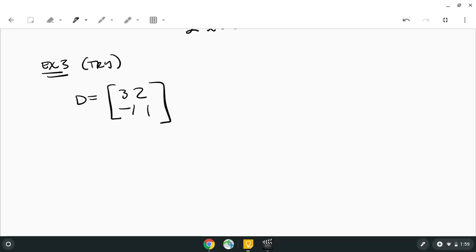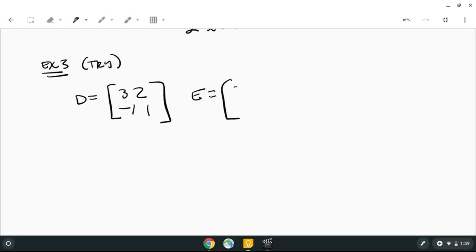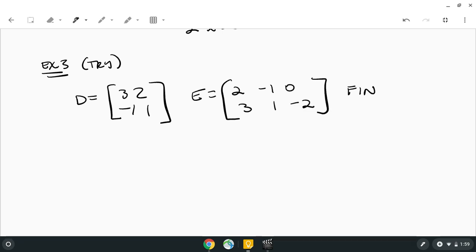Suppose matrix D is 3, 2, negative 1, 1. Matrix E is 2, negative 1, 0, 3, 1, negative 2. And suppose you have to find D times E.